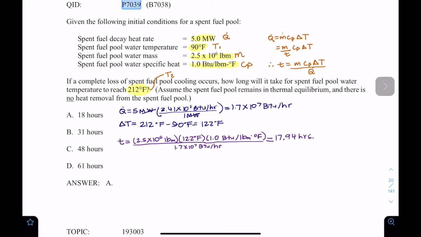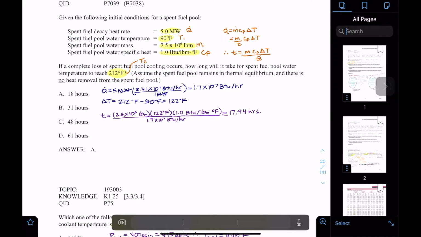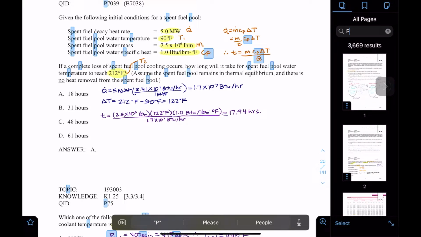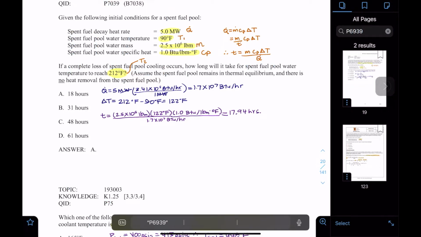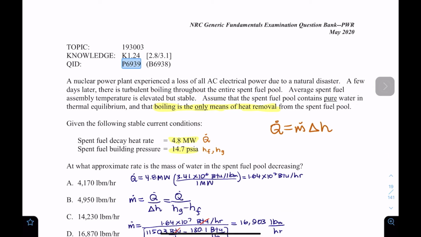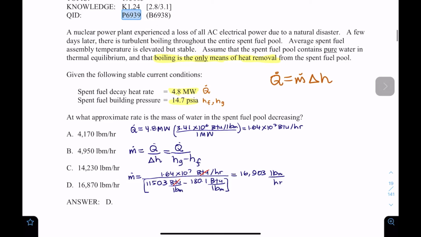Now, there's going to be another problem. It's going to be P6939, I think. P6939. Okay, for P6939, we need to do something different here.